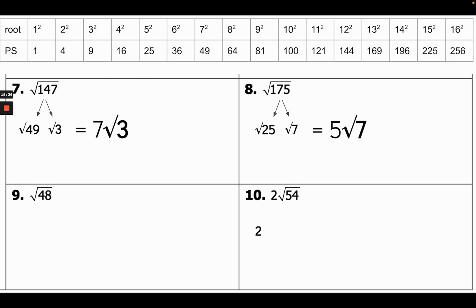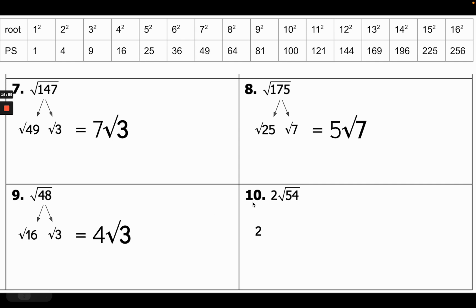Okay, let's go to number 9. I'm looking at 48, and as I'm going below 48, I have 36, 25, 16. I actually know that 16 goes into 48, and so 48 divided by 16 is going to be 3. So I can break this up into a house of 16 and 3. I can simplify 16, so I'm going to get 4. What's left over? Root 3. So my answer is 4 root 3.